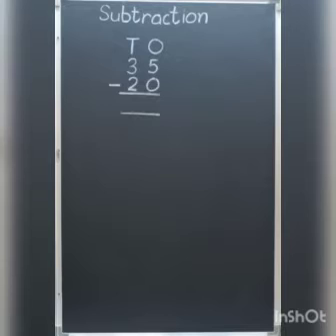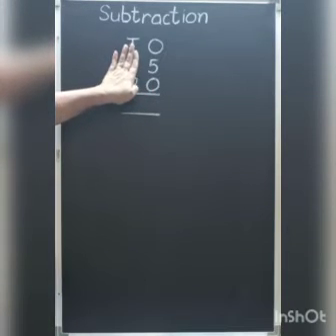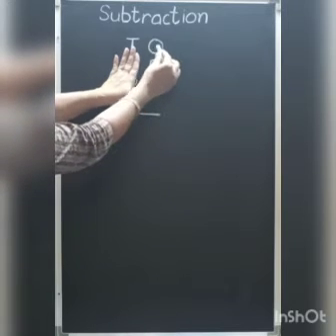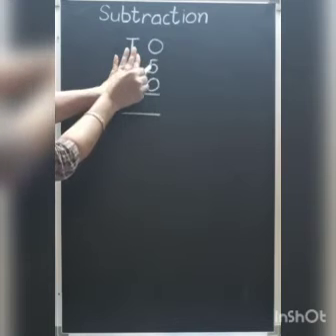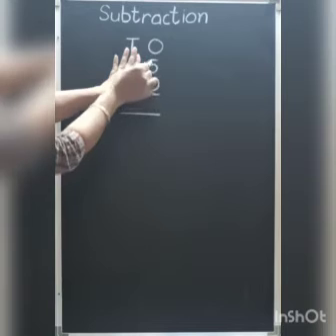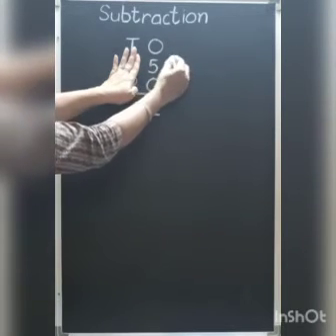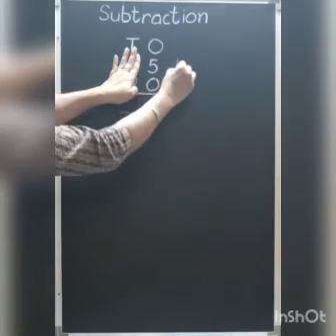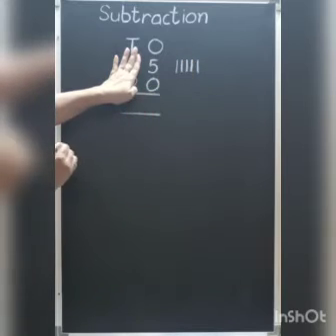How can we solve this? We will just put a hand like this on the tens column and we will hide the number. So we have only the ones column. Ones column means 5 minus 0. 5 minus 0 we have to find. So we will put how many stalks here? 5. 1, 2, 3, 4, 5.